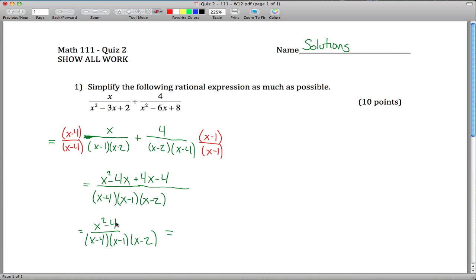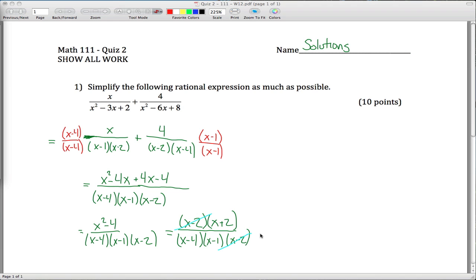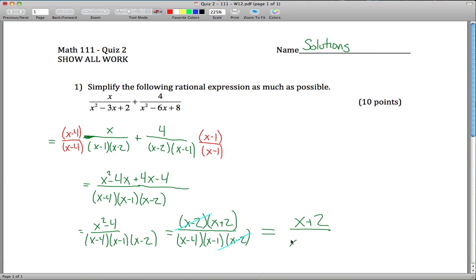We're still not done because x squared minus 4 can be factored as a difference of squares. So it's x minus 2 times x plus 2, 2 being the square root of 4, divided by this same mess. But what you see now is that we have an x minus 2 in the numerator and an x minus 2 in the denominator. So those cancel out, and our final answer is x plus 2 divided by x minus 4 times x minus 1. Put a box around it because it's the final answer.